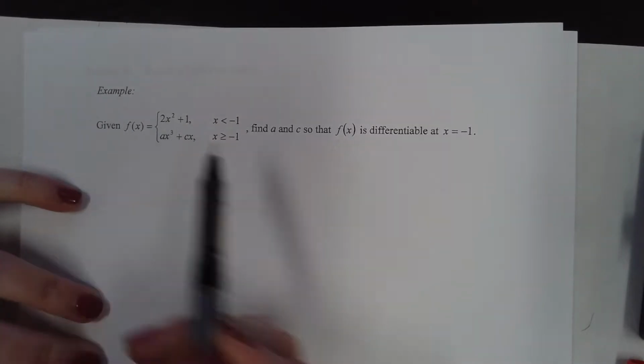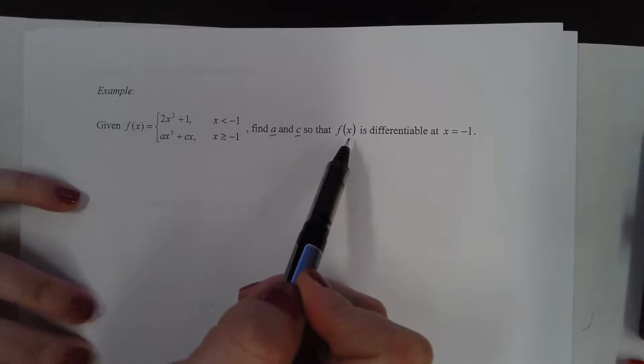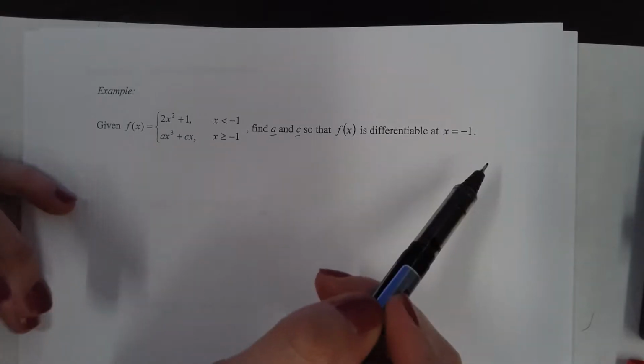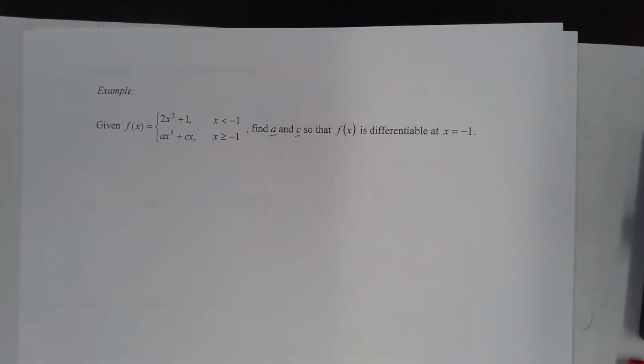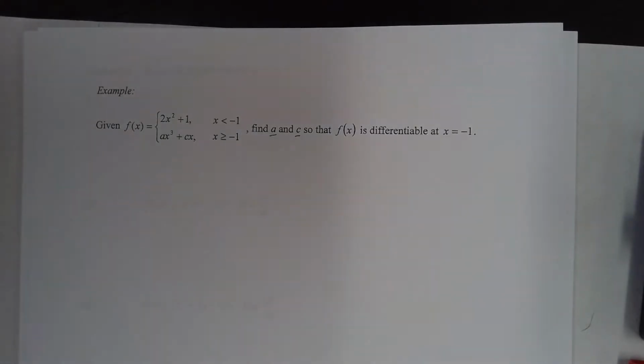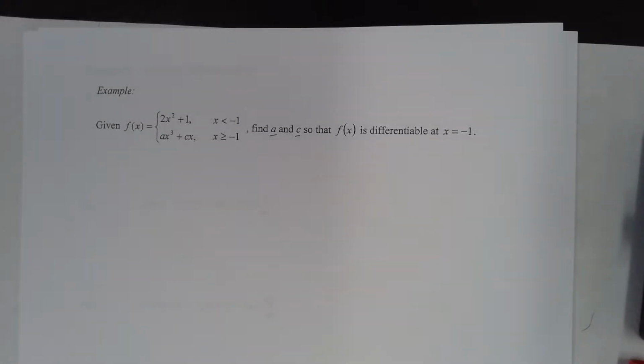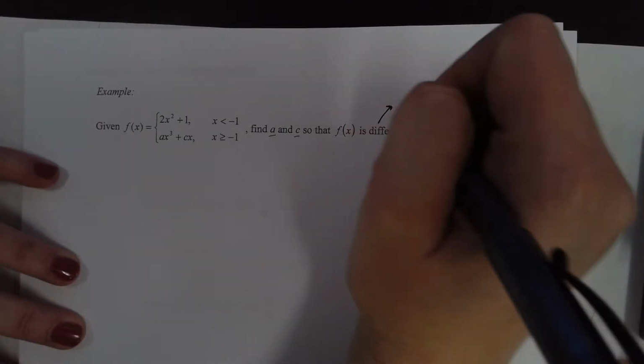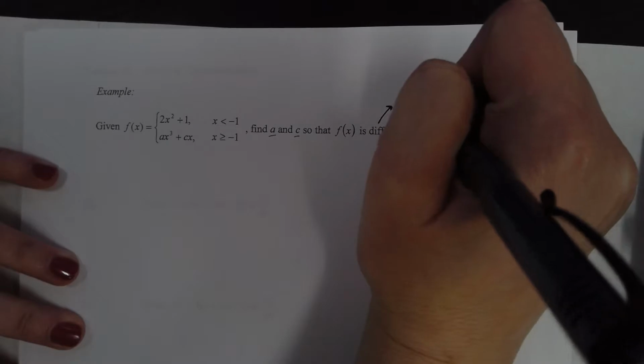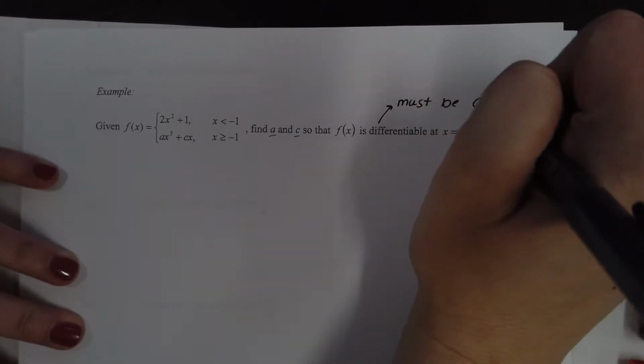Given this function, I want to find a and c so that f of x is differentiable at x equals -1. Now, just like in the past, we've seen a lot of these questions where we're finding a and c or a and b. If you're finding two values, then you need two equations. Now, here's where that big piece comes in. If it's differentiable, and they want me to make it differentiable, then what has to happen? Well, in order for this to work, then it must be continuous.